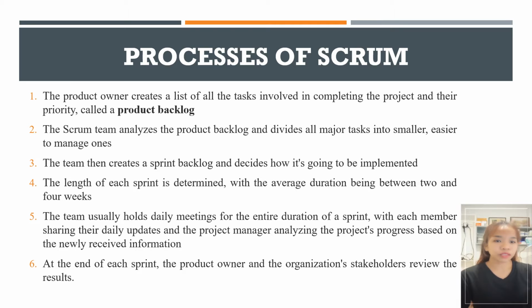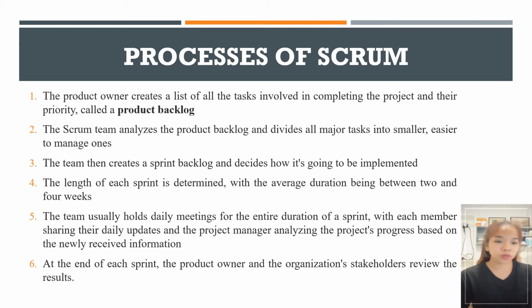Processes of Scrum. The product owner creates a list of all the tasks involved in completing the project and their priority, called a product backlog. The Scrum team analyzes the product backlog and divides all major tasks into smaller, easier to manage ones. The team then creates a sprint backlog and decides how it's going to be implemented. The length of each sprint is determined, with average duration being between 2 and 4 weeks.